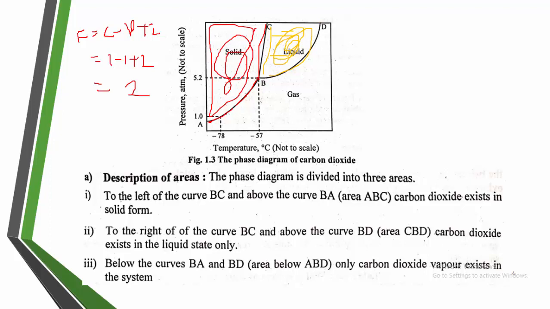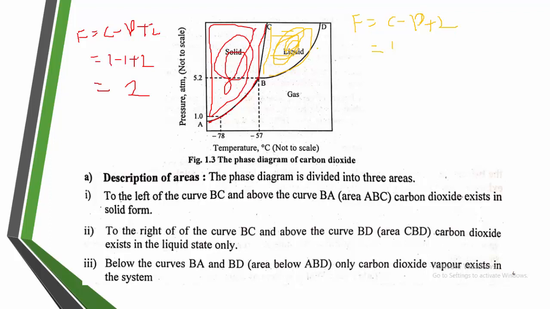In this area the whole carbon dioxide is in the liquid form. Again we can calculate the degree of freedom of this one also. What is the degree of freedom? Here also the same formula: C minus P plus 2. What is C? C is the component of the system, it is 1.